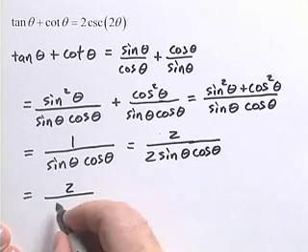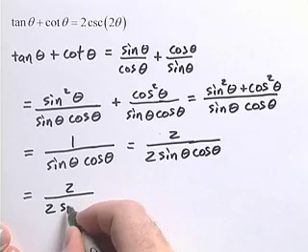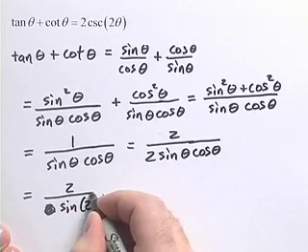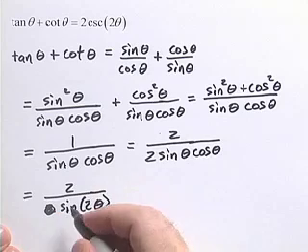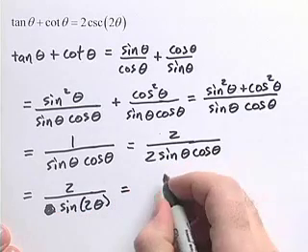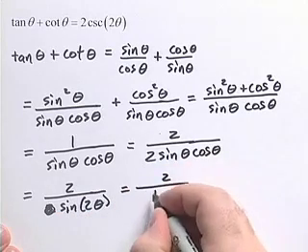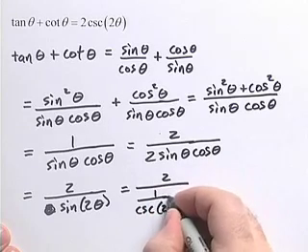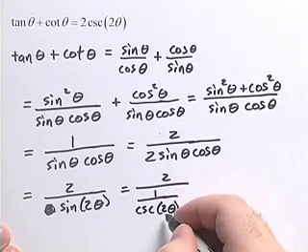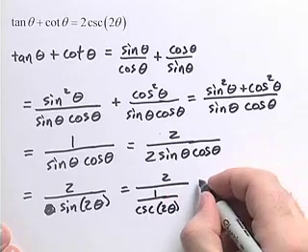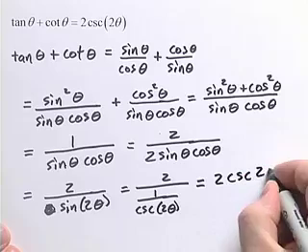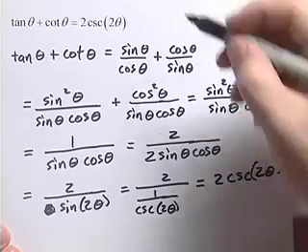So this gives us 2 over the sine of 2 theta. Since sine we can rewrite as 1 over the cosecant, we'll have 2 divided by 1 over cosecant 2 theta. I'll bring the cosecant up into the numerator, and we'll get 2 cosecant of 2 theta, which is our right-hand side.